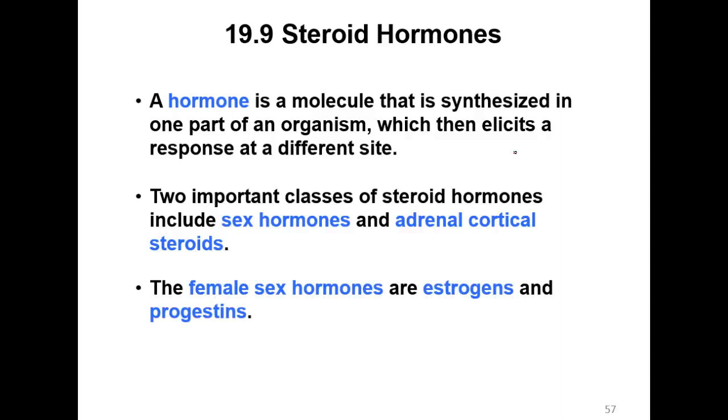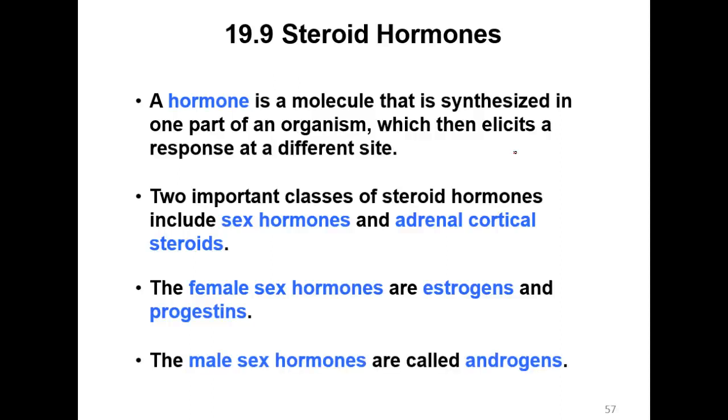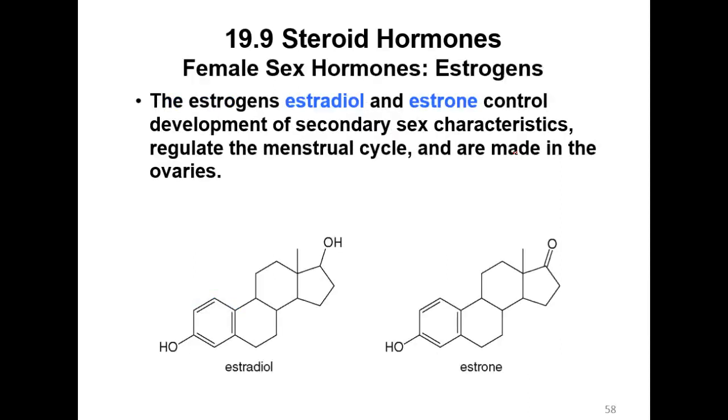So estrogen and progestins, like progesterone, are the female sex hormones. Androgens are the male sex hormones, like testosterone. The estrogens, estradiol and estrone, control the development of the secondary sex characteristics, regulate the menstrual cycle, and are made in the ovaries. So these are the two common ones.